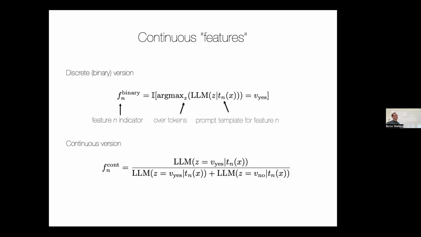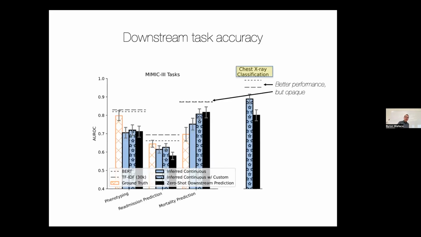It turns out if you relax this a little bit and you use a continuous version, you'll get much better performance at the cost, arguably, of some of the interpretability. This is a version that factors the confidence of the model into the feature. So you don't just have 0 or 1, you've got a scalar, which is the probability assigned to yes as the next token divided by the probability assigned to yes plus the probability assigned to no. This allows you to scale it back a little bit. That's the continuous version.